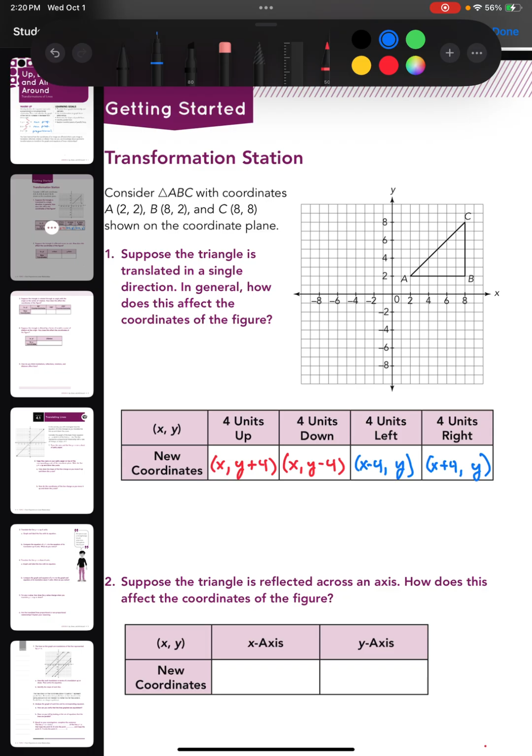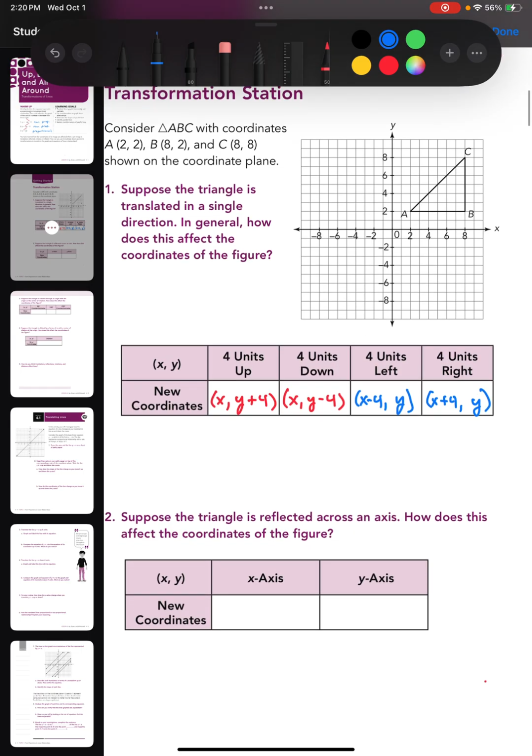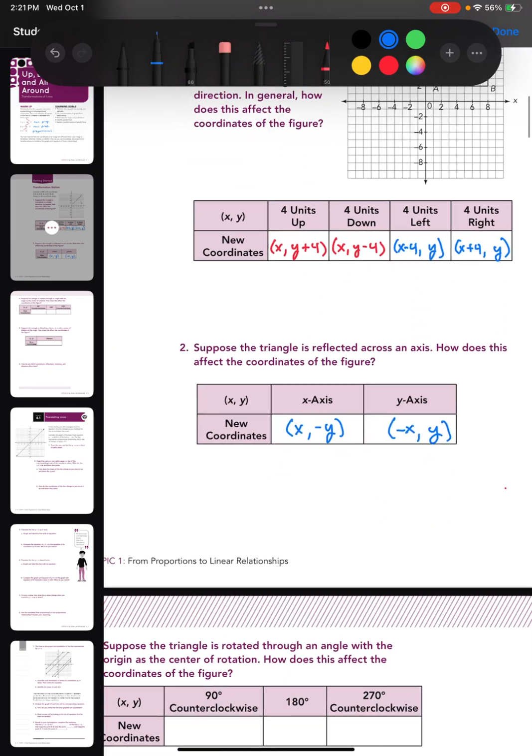And then 2, suppose the triangle is reflected across an axis. How does that affect the coordinates? So going back to our reflection rules, reflecting across the x-axis changes the sign of the y, and reflecting across the y-axis changes the sign of the x. So using our reflection rules, we can state what our new coordinates would be.